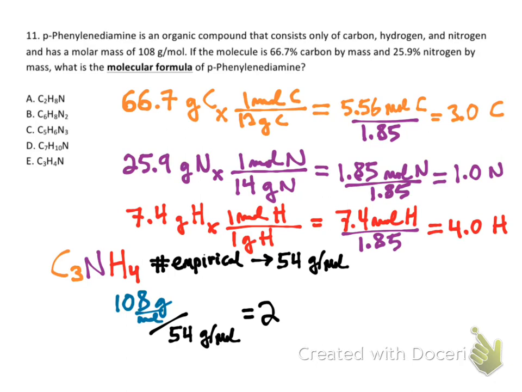So what that means is we have to double all the coefficients in our empirical formula to get the molecular formula. When we do, we'll end up getting that the actual molecular formula is C6N2H8, and that matches up. So our answer ends up being choice B.